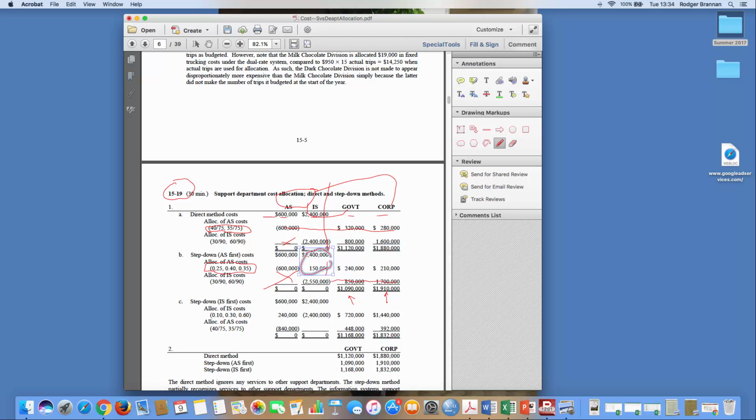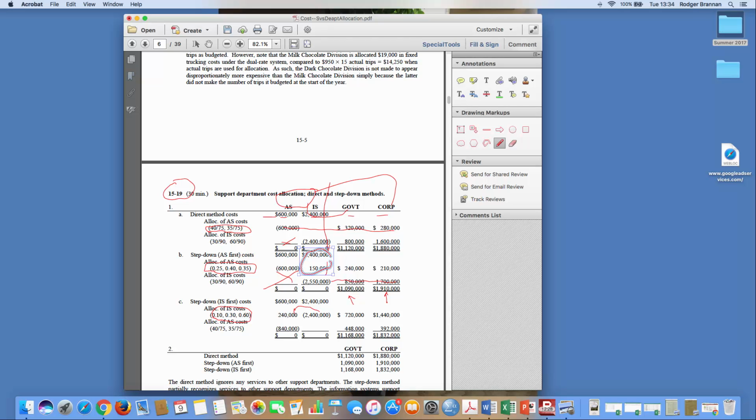Now I could also choose, and the choice of which department to allocate first is an arbitrary one. The book will talk about whether we do it on a percentage basis, dollar basis, whatever. Keep in mind, no matter what I choose, it is an arbitrary choice. So in this case, they choose to allocate the information services first, and I'm going to reverse the order.